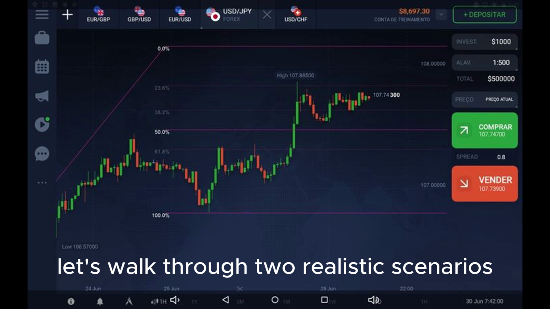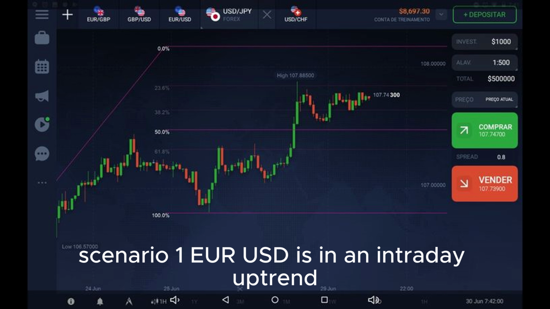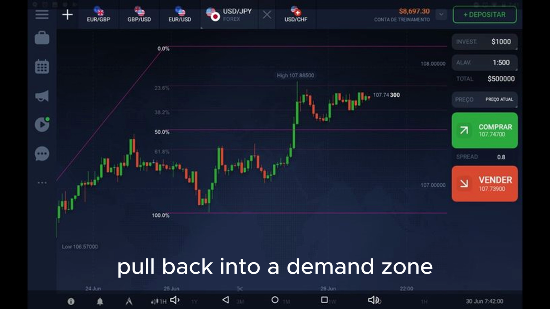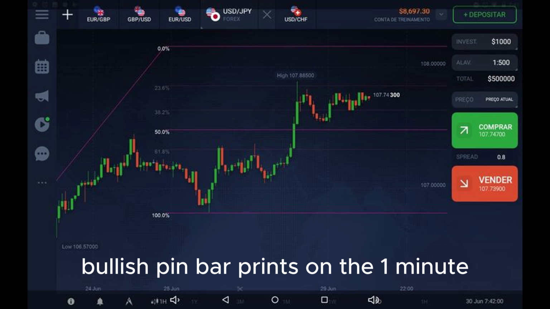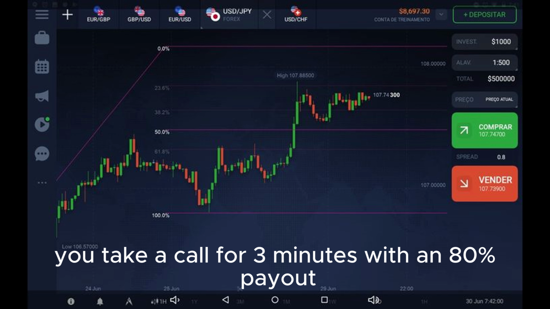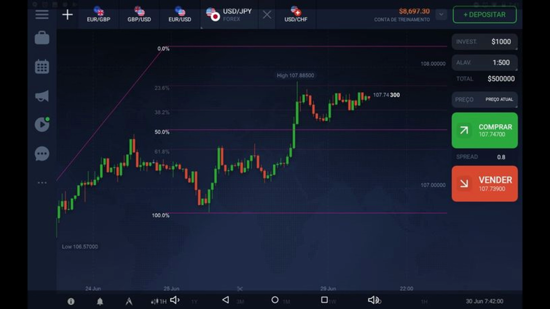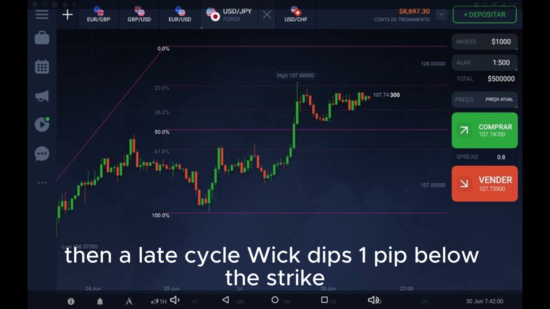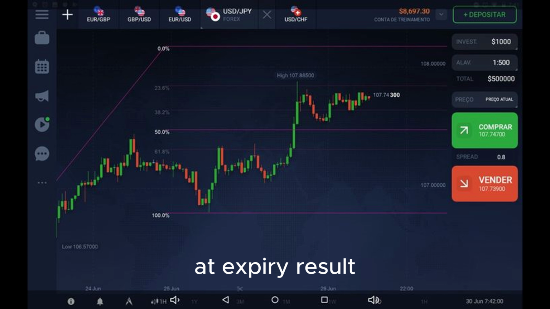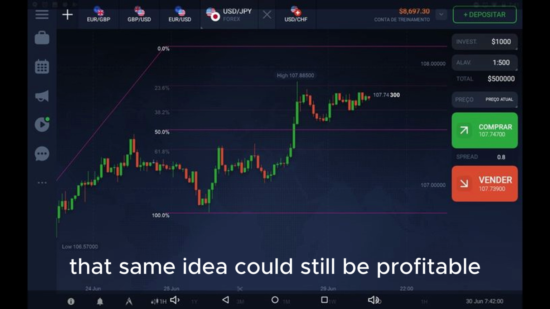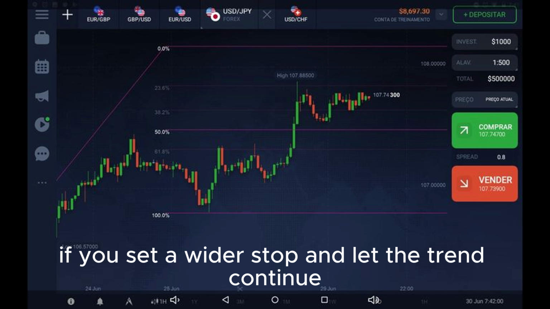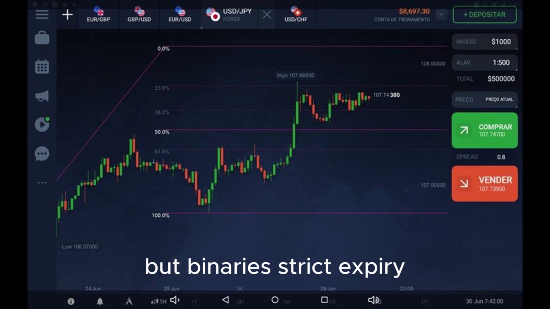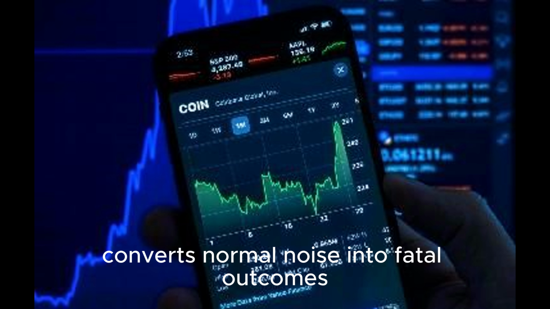Let's walk through 2 realistic scenarios. Scenario 1. EUR/USD is in an intraday uptrend, pulls back into a demand zone, and a bullish pin bar prints on the 1 minute. You take a call for 3 minutes, with an 80% payout. Price goes slightly up, hovers, then a late-cycle wick dips 1 pip below the strike at expiry. Result: total loss. In spot Forex, that same idea could still be profitable if you set a wider stop and let the trend continue, but binary's strict expiry converts normal noise into fatal outcomes.